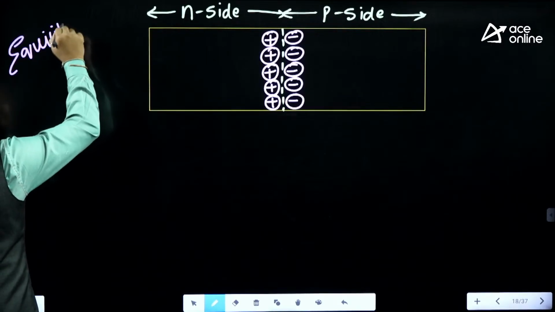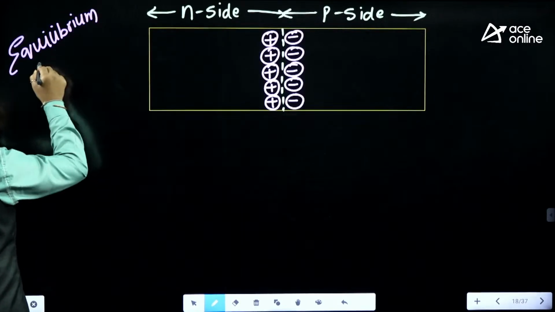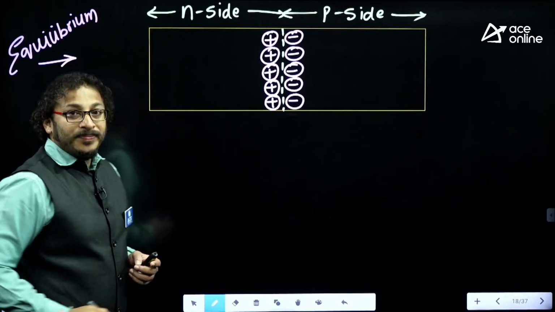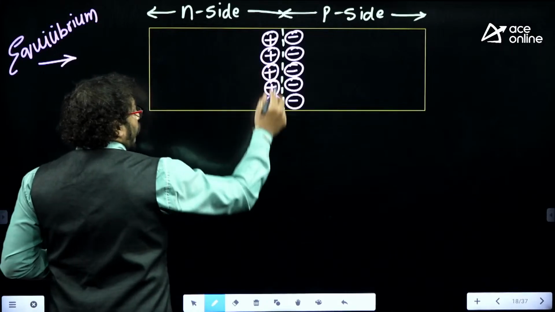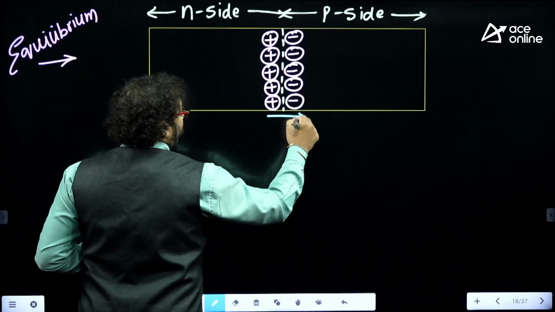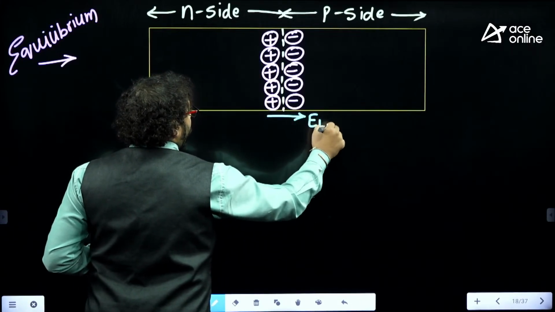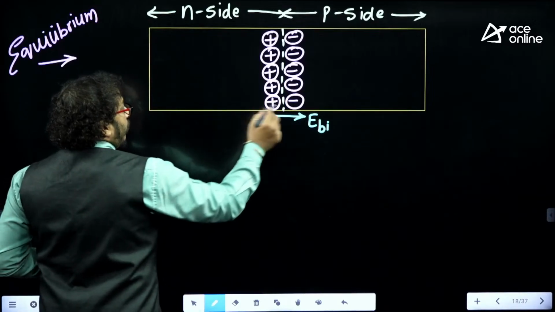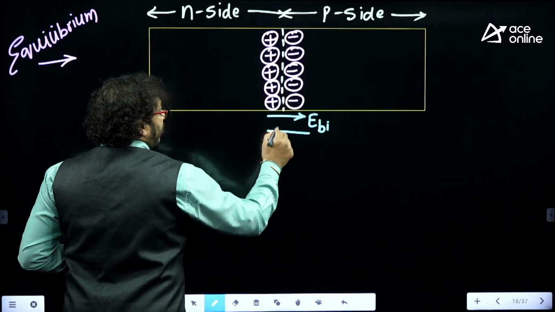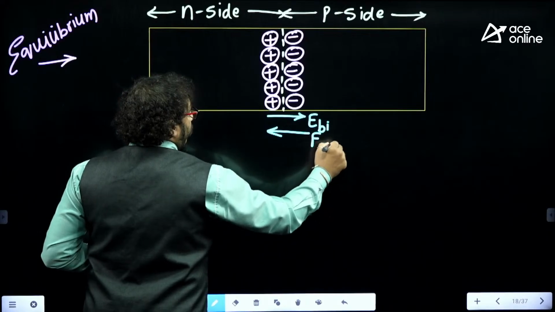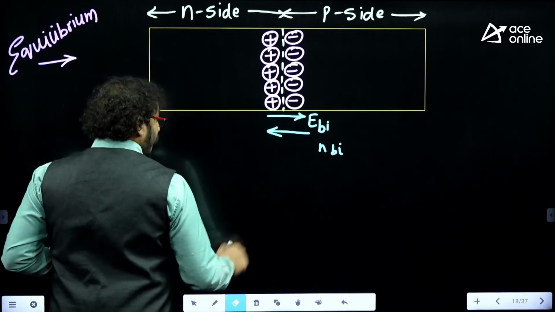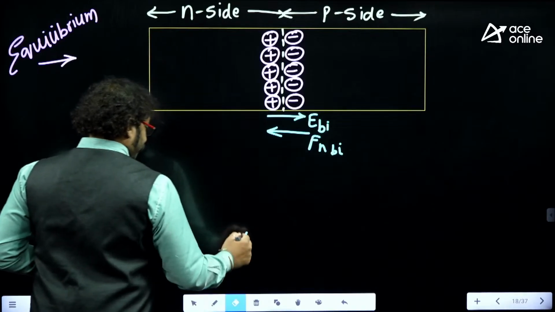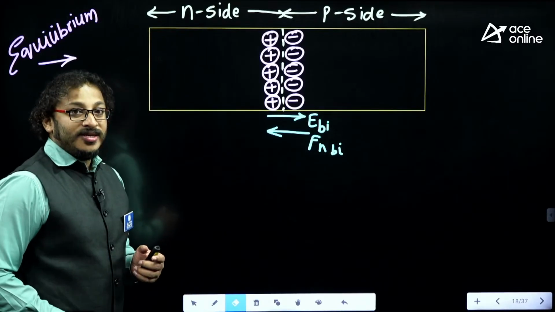Let me consider equilibrium. Is it okay? Now, speak out, my dear boys and girls. No doubt, here there is an electric field, which is called the built-in electric field. Because of the electric field, the force will be in this direction, which is the built-in force acting on electrons. Correct or not, everybody in the class?